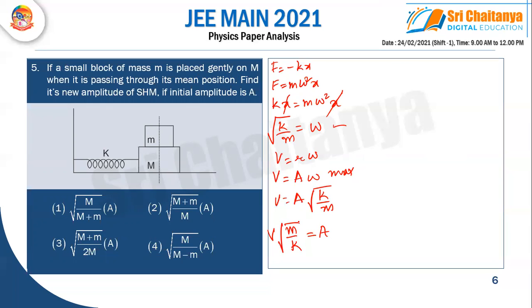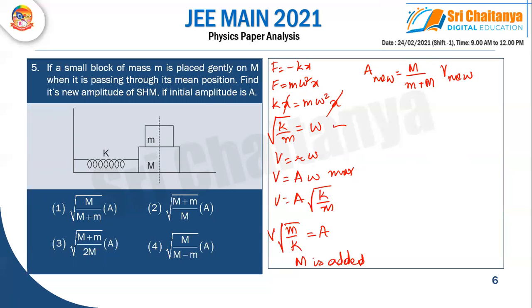Now when the additional mass capital M is added, the new amplitude will be, considering the basic mass, in this particular ratio. So A new is equal to small m by (small m plus capital M) times V new.